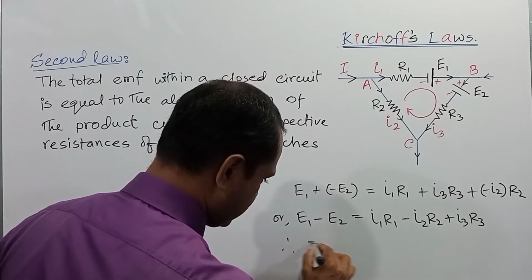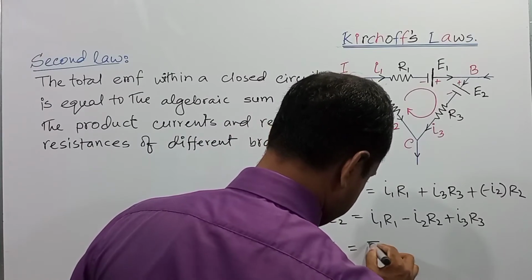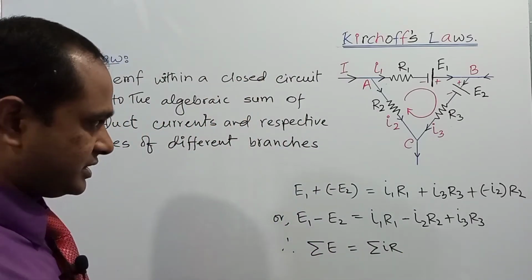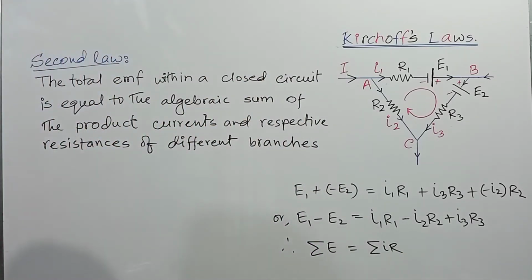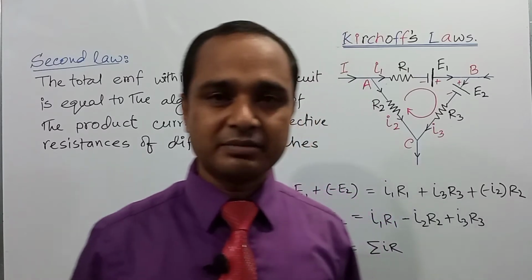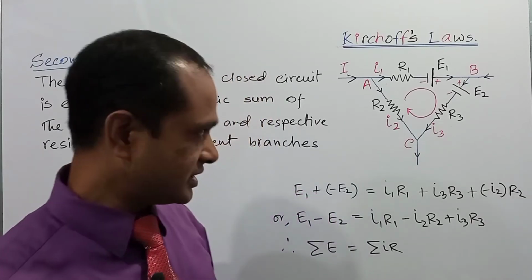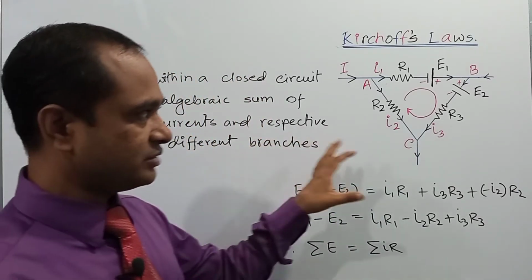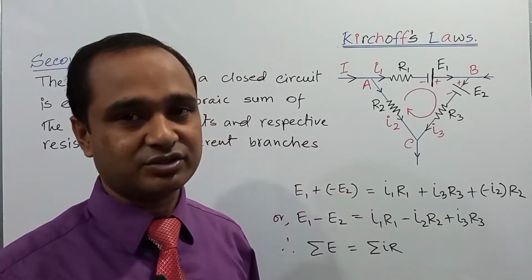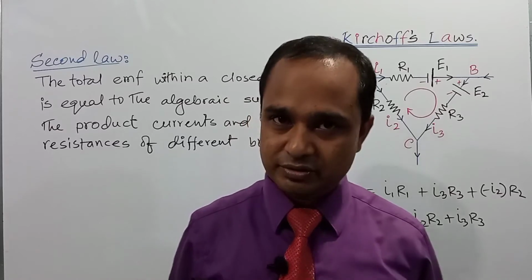Or in a simple way, we can write the summation of electromotive force, E, equal to the summation of the product of current and respective resistance. So dear student, this is all about Kirchhoff's second law, and it is very important to determine electric current and resistances in a complex circuit, right? I hope you got it. You need to memorize the statement, and you need to realize the convention of direction of current and electromotive force, right, dear student? It is very important for your upcoming exam.